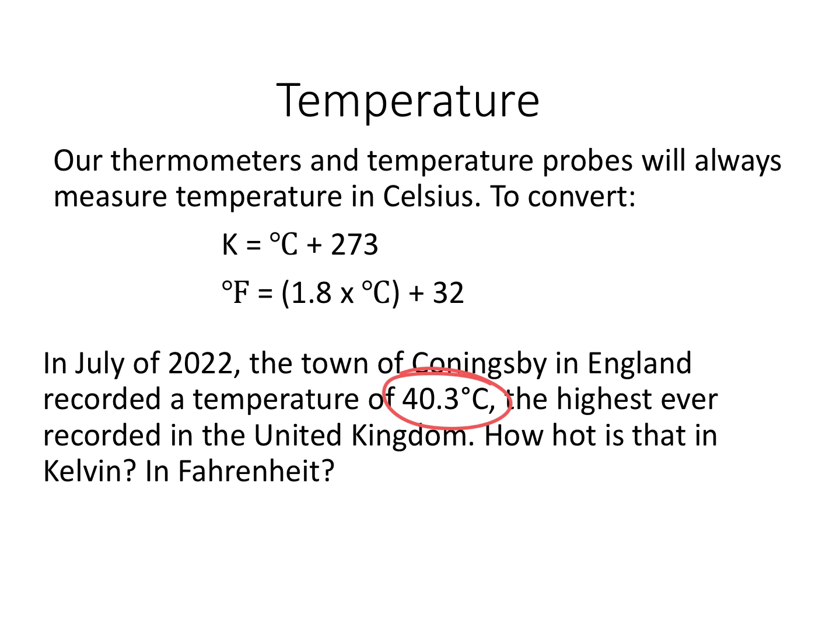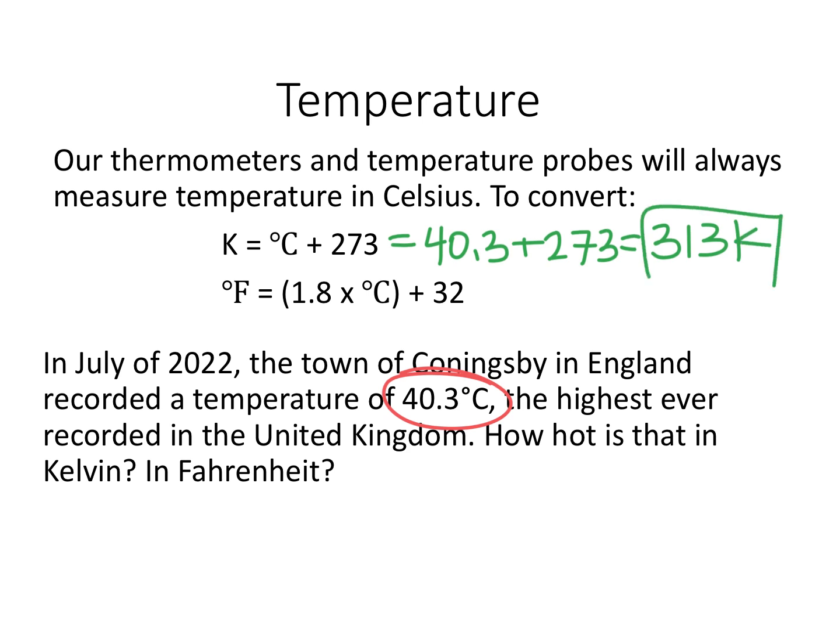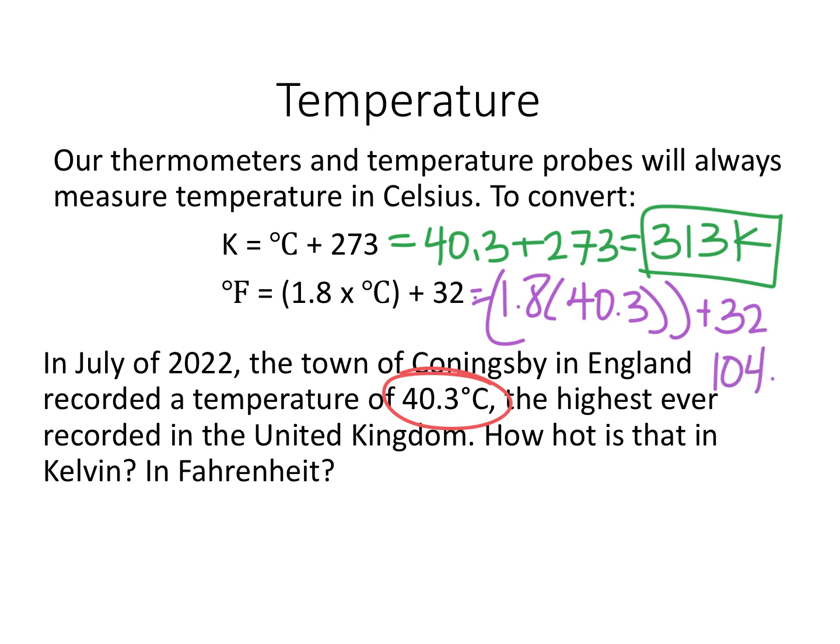So if I was going to put that in Kelvin, I would take the Celsius temperature, 40.3 degrees Celsius, add 273 to that, and I end up with 313 Kelvin. If I wanted to change that to Fahrenheit, I would take 1.8 times the Celsius temperature, and then take that whole number, add 32. So I end up with 104.5 degrees Fahrenheit, which is a really, really high temperature for the UK.